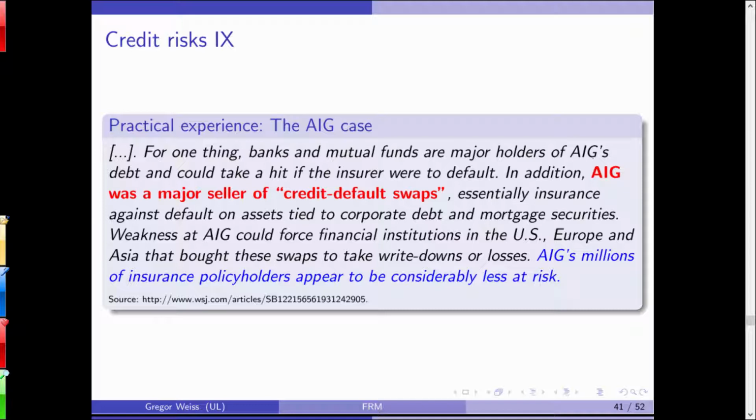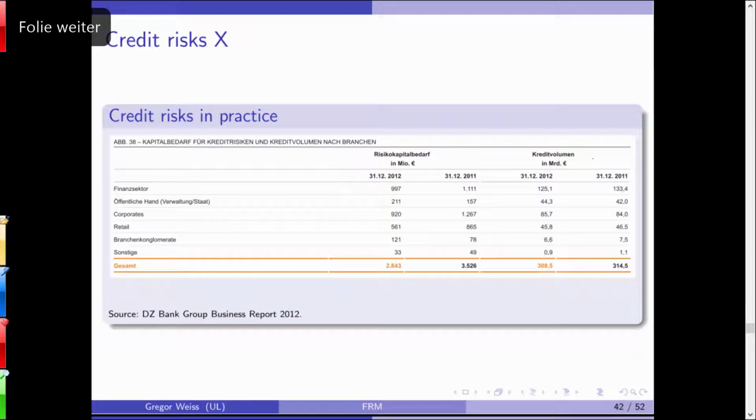This is why AIG is usually a very good but also a very bad example of an insurance company that was systemically relevant. It is a good example because it can happen. It's a bad example because it didn't happen because of the insurance business. It happened because AIG was active in non-insurance and non-traditional insurance business. Okay, so this is credit risk.